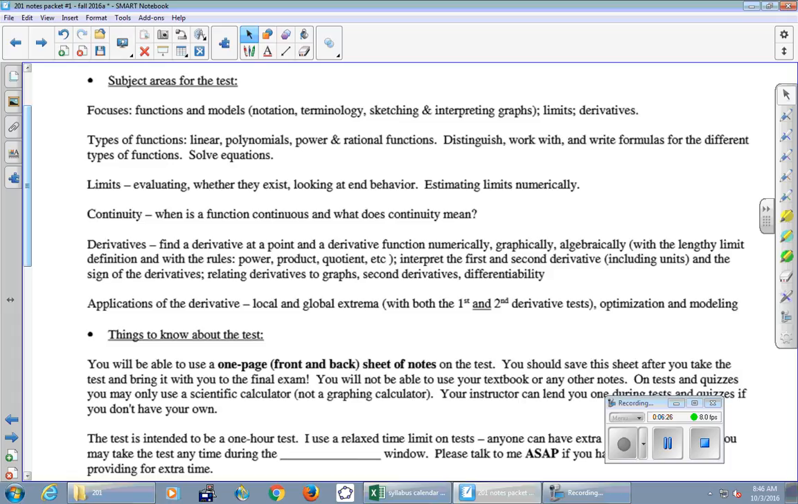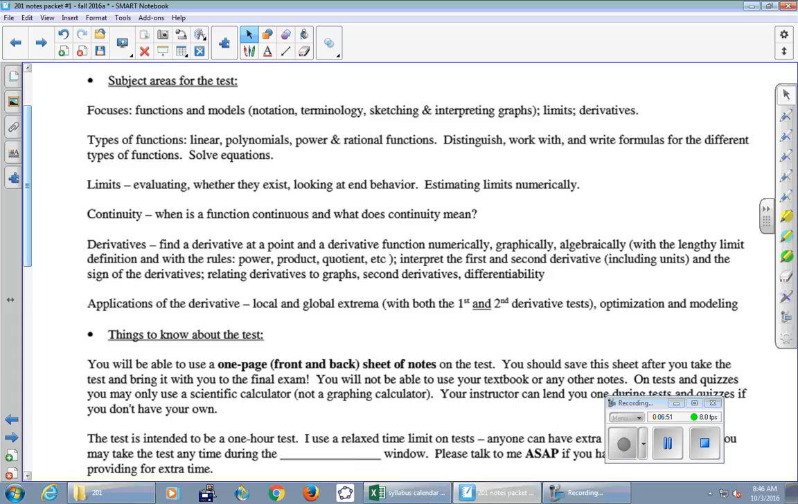The focuses on the test are functions and models, notation, terminology, sketching and interpreting graphs, limits, and derivatives. That's broad stroke. Types of functions: we've talked about linear, polynomial, power, and rational functions. I want you to be able to distinguish, work with, and write formulas for the different types of functions, and of course, solving equations. We talked about limits, continuity, and derivatives.